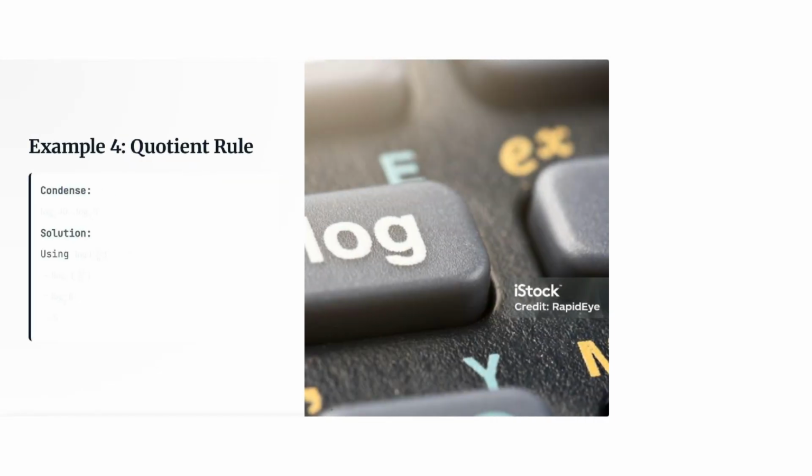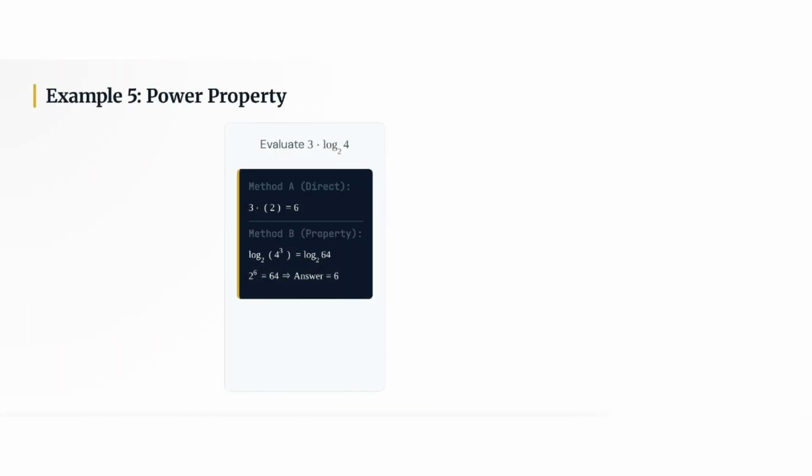Moving on to the quotient rule. Similar to the product property, this rule helps us condense log expressions by dividing the arguments, making evaluation much more straightforward. The power property is another essential tool.